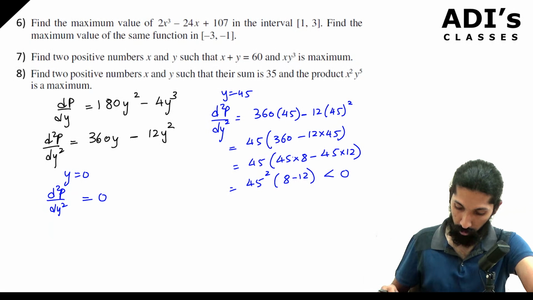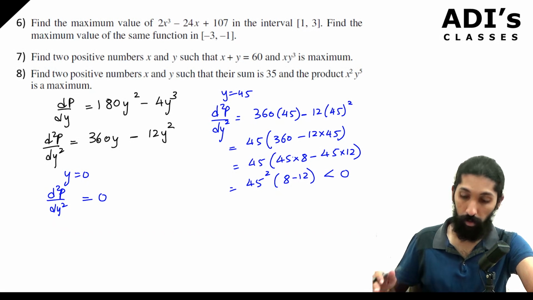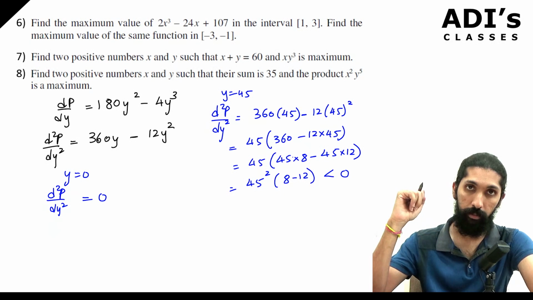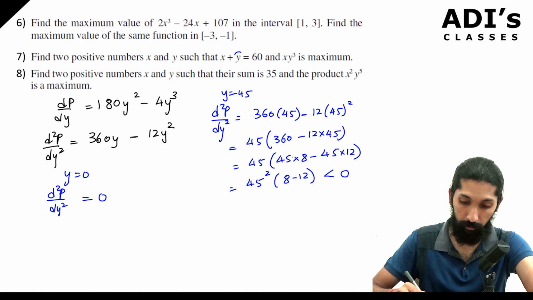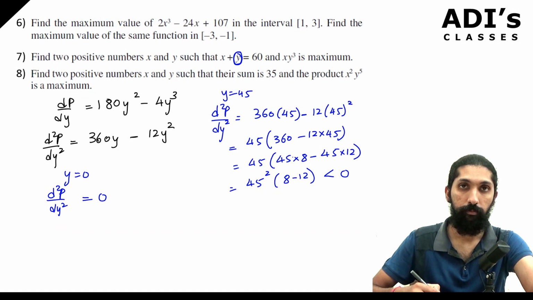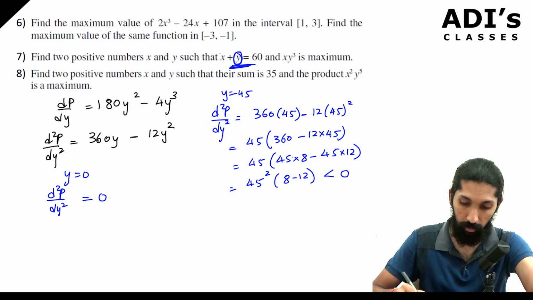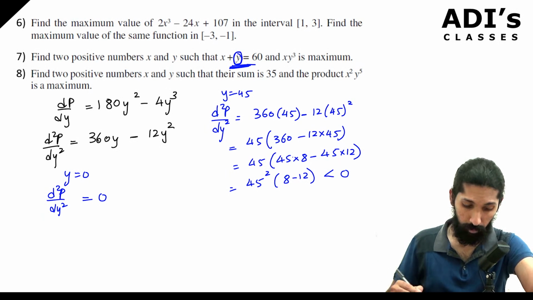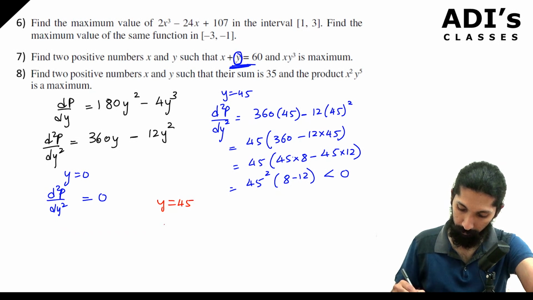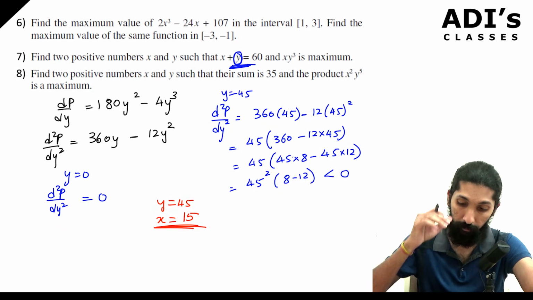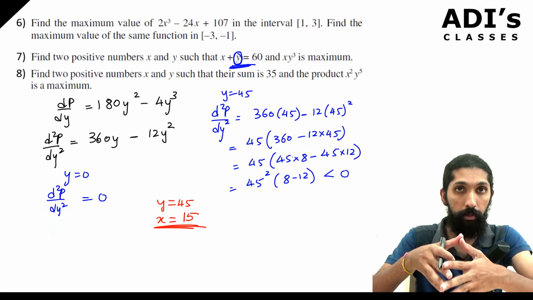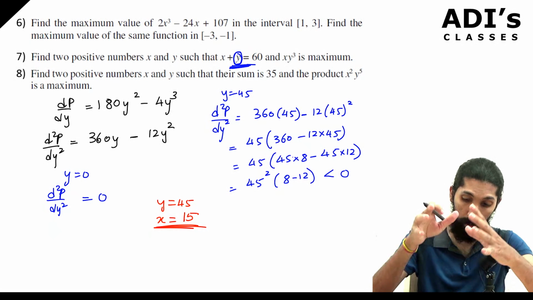So since you know that this is less than 0, you know that y is equal to 45 is where the value will be maximum. Correct? So now you put that y as 45 here, and then you can get to know the value of x. Just by looking we can tell, right? Y is equal to 45, so x is equal to 15. So 15 and 45 are the values where the product, that is x y cube, is maximum. Fine. This is how you solve this one.